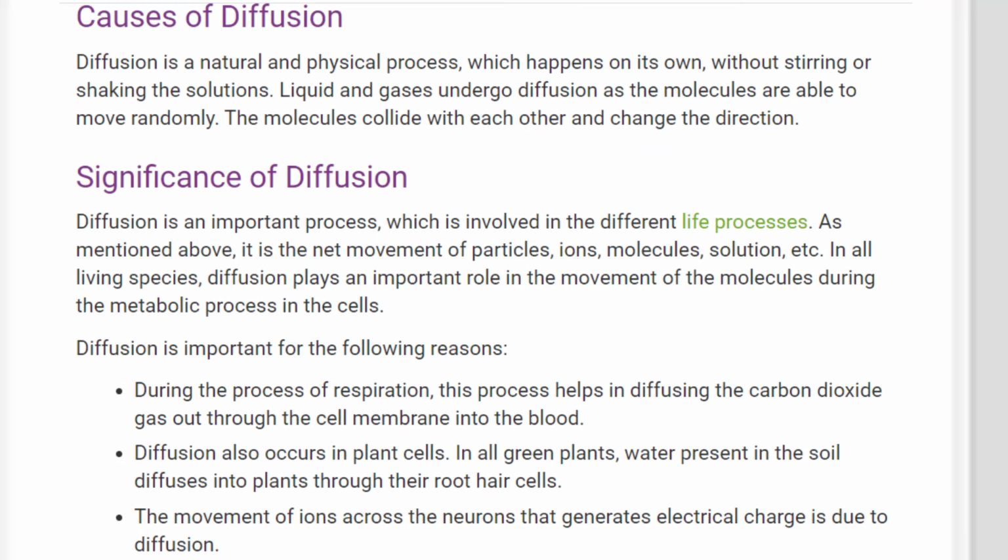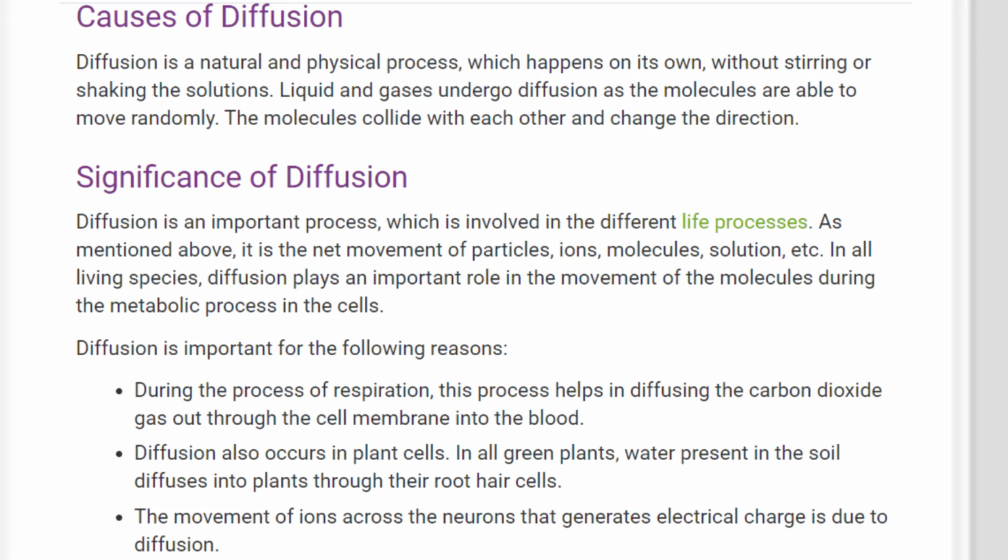Causes of diffusion. Diffusion is a natural and physical process, which happens on its own, without stirring or shaking the solutions. Liquid and gases undergo diffusion as the molecules are able to move randomly. The molecules collide with each other and change the direction.